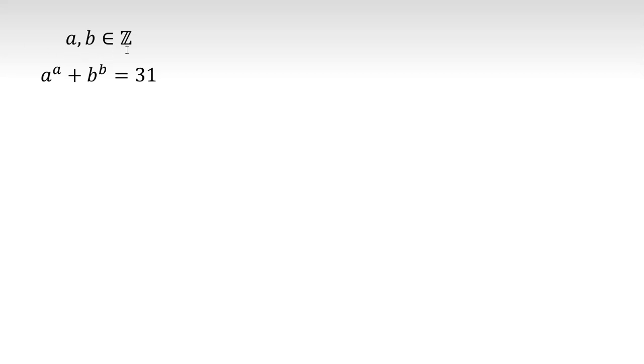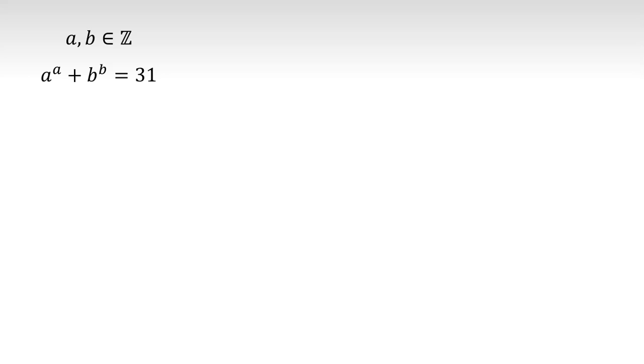A and B are integers. A to the A plus B to the B equals 31. So when we see this problem, because it says they are integers, and we don't like to work with negative numbers, at first we should pay attention and analyze. Can A and B be negative?